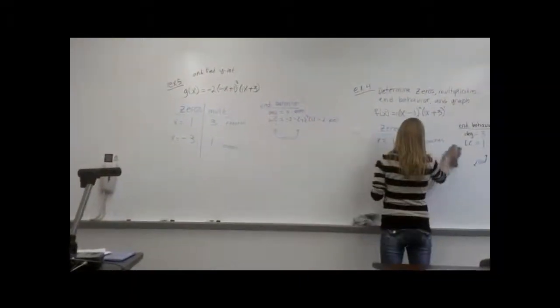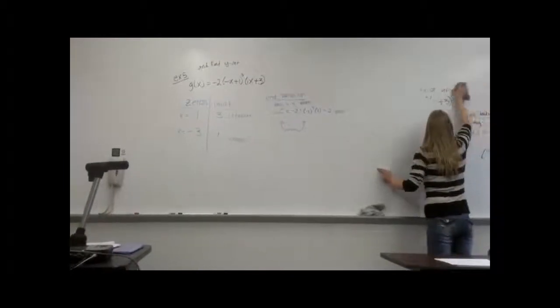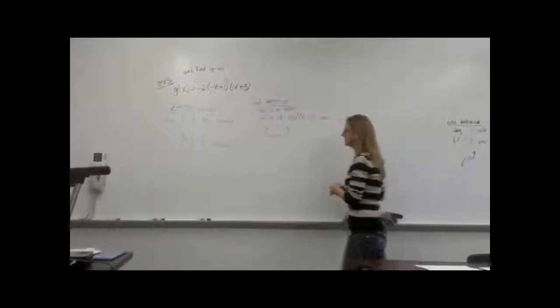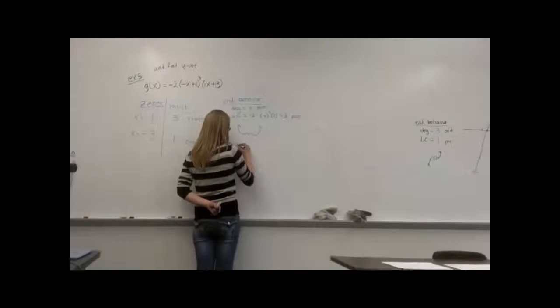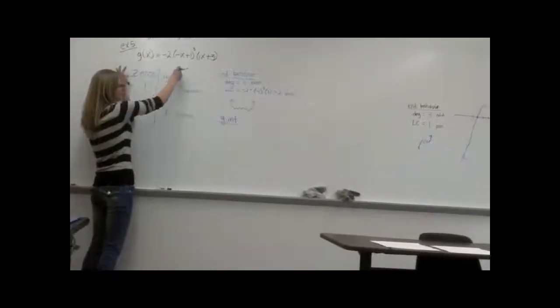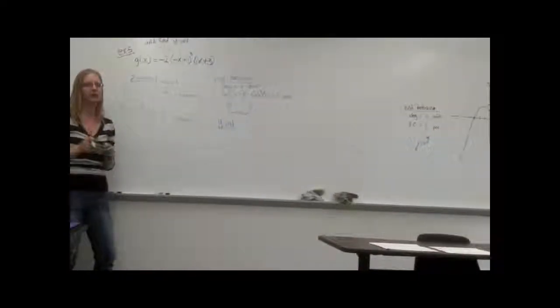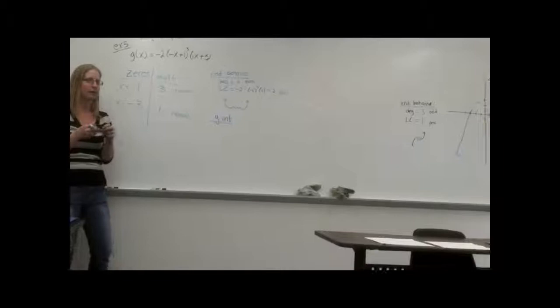All right, what's the next thing I was asked to find? The y-intercept. So let's find the y-intercept. See how I break up my information and organize it? I did zeros and multiplicities, and I did my end behavior, and now I'm going to do my y-intercept. Keep yourself organized. Don't try to do it all at once.